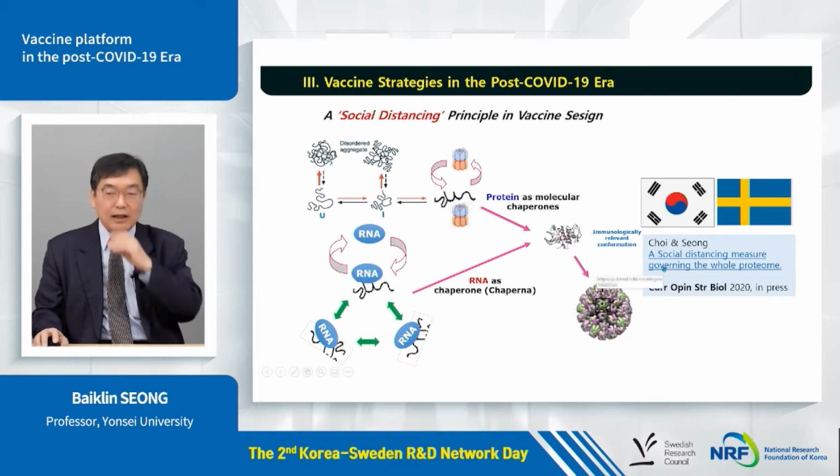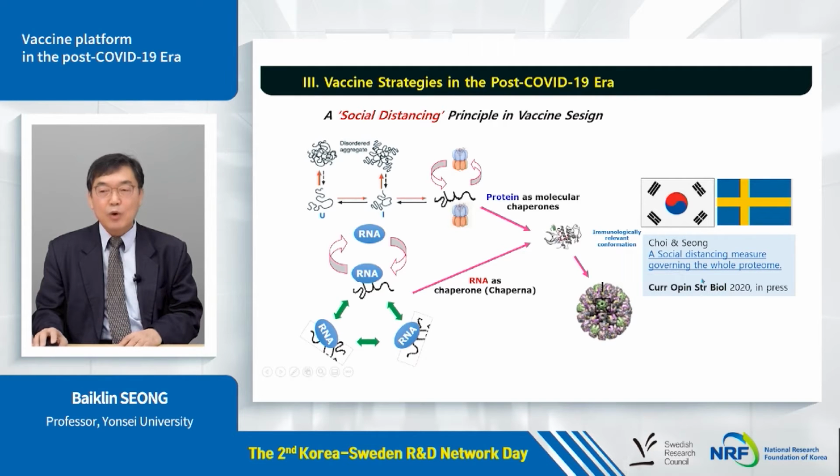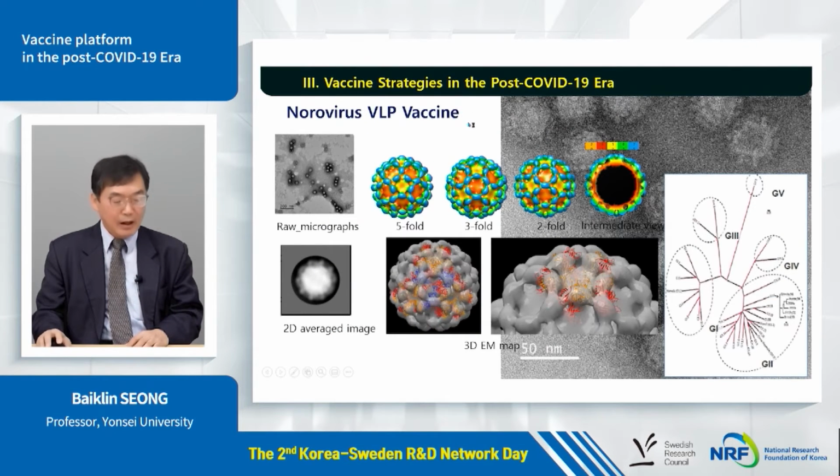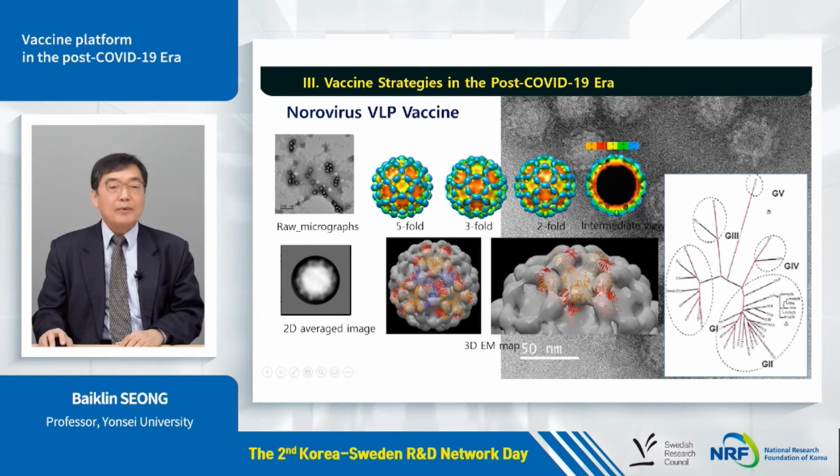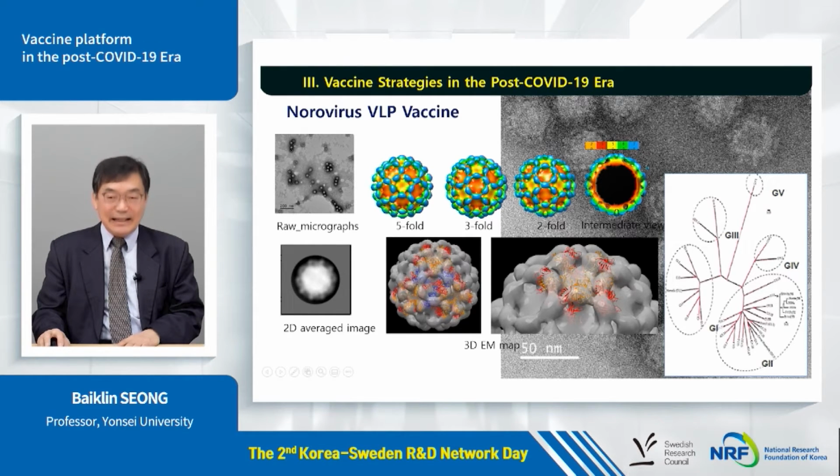I would like to mention a co-authored paper between Sweden and Yonsei University, a social distancing measure governing the whole proteome that exactly applies to vaccine design. One of the successful examples is shown in norovirus. The norovirus vaccine, a VLP vaccine, requires assembly of the 180 different monomers. This is one of the successful examples, and this technology is transferred to a major company in Korea and is under commercial development.